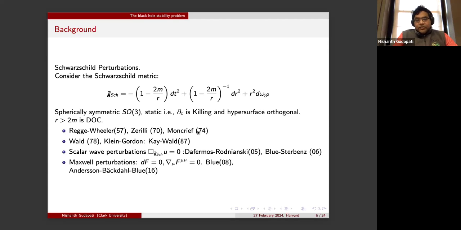But before that, there were also works on the linear scalar wave equation propagating on Schwarzschild, and some early results involving the scalar wave perturbation of Schwarzschild involved the so-called Morawetz estimates, and so on and so forth. I'll speak a little bit about that as we go along. And later on, there was also some discussion on the Maxwell perturbations of Schwarzschild, and so on and so forth.